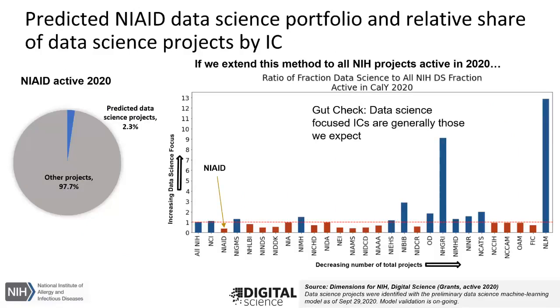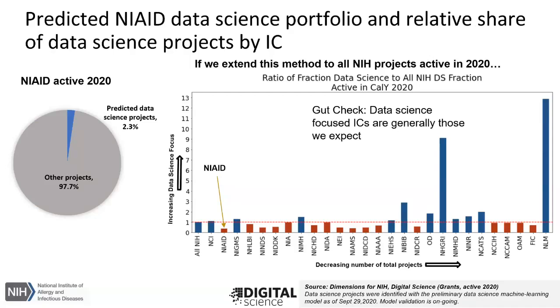Here we're looking at data science focus, which we've calculated as the fraction of data science projects at an IC compared to the fraction of data science projects at NIH overall. Again, as a quick gut check, we look at this and say, the ICs which are very data science focused are those we expect based on just conceptual understanding of what they are. So National Library of Medicine, Human Genome Research, Bioimaging, these are places where we would expect conceptually to have lots of data science projects. Now we can look at this and see NIAID's number is actually very low. And so that's definitely a very interesting takeaway.